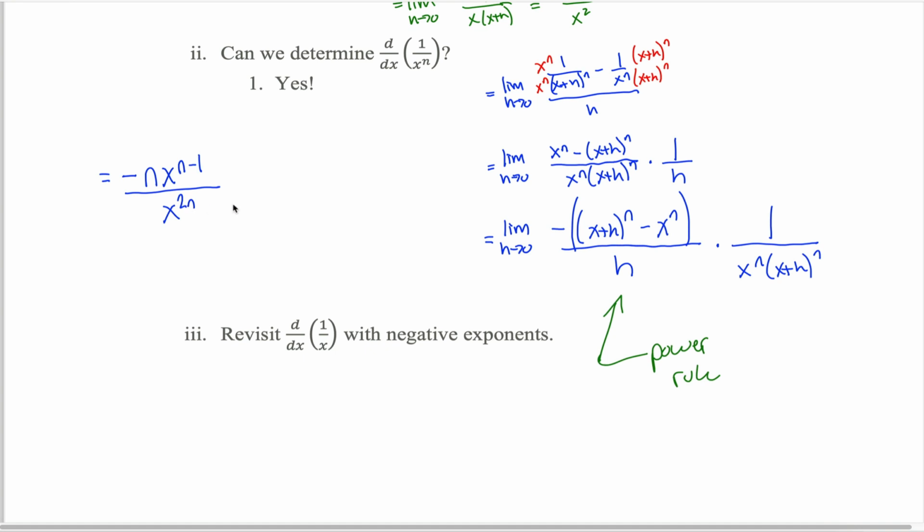Ugh, that sucks. That's ugly. I'm never going to want to use this rule. That seems like a lot for me to memorize.